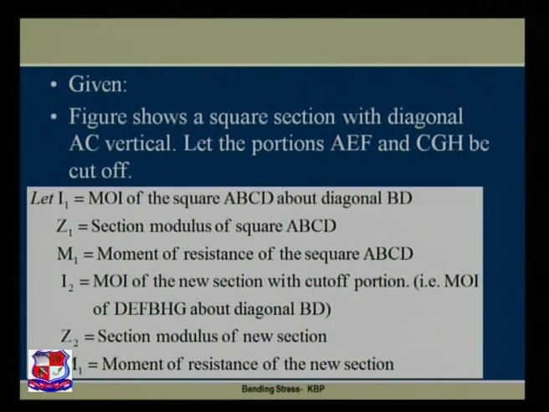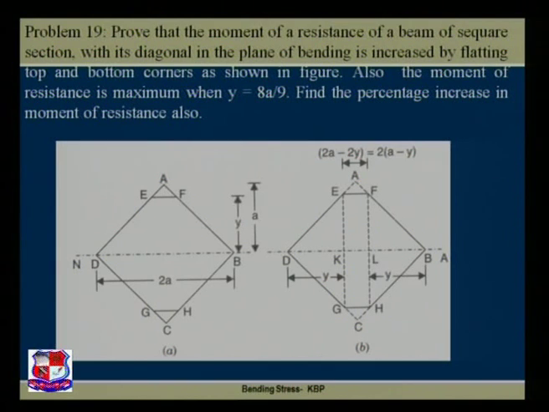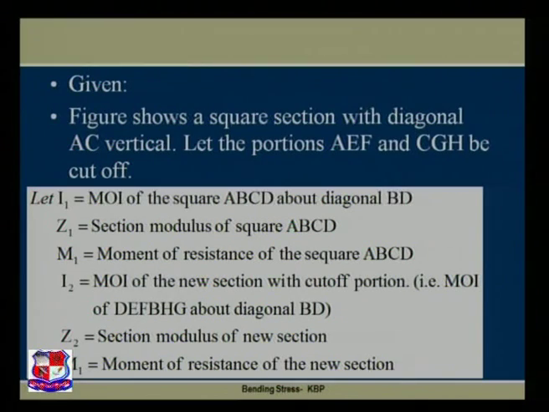While I2 is the moment of inertia of the new section with cutoff portion, that is, the moment of inertia of DEFBHG about the diagonal BD. Please refer to this figure. That is about this diagonal BD, but my new section is D, E, F, B, H, G and D. Similarly, Z2 and M2 are respectively the section modulus and moment of resistance of this section.